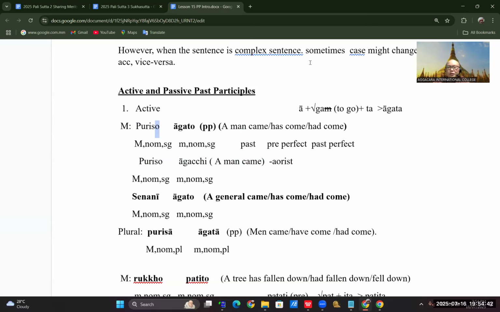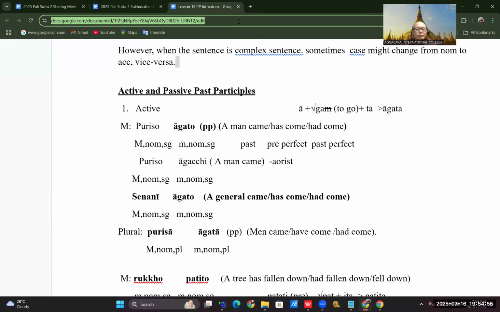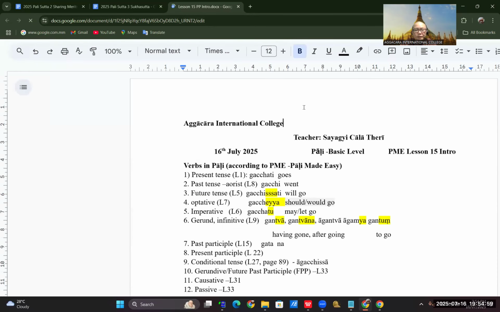Where's my color things? Yeah. I'm looking for this color.